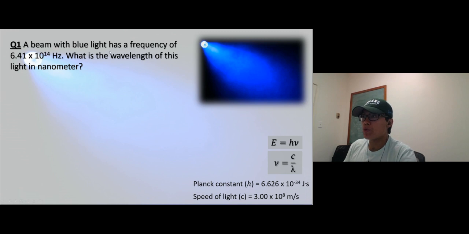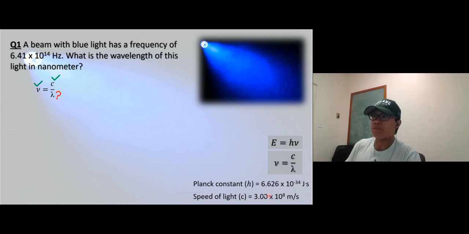A beam of blue light has a frequency of that value. What is the wavelength? Frequency and wavelength, which equation are you going to use? Well, of course, it's going to be that. There's only one equation that relates frequency and wavelength, right? We want to calculate the wavelength, so we need to know the frequency, which is given, and the speed of light, which is constant, also given. Now to do that, I have to rearrange this equation real quick.